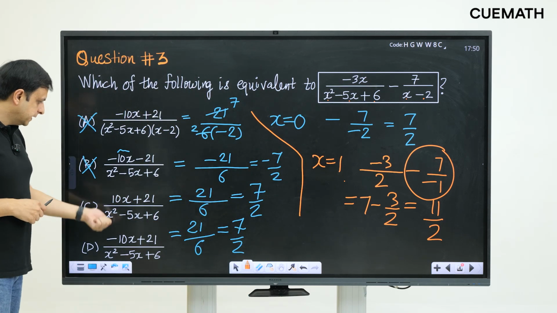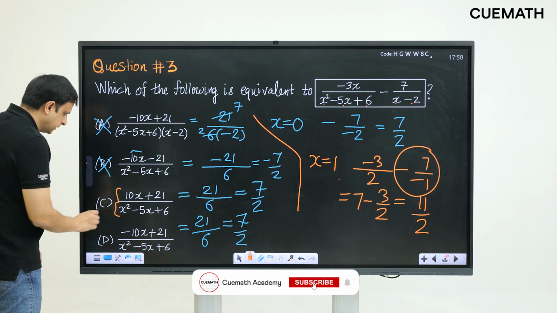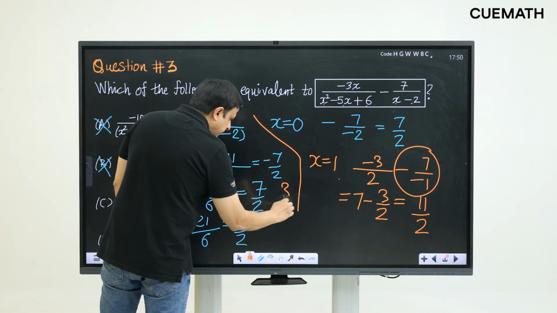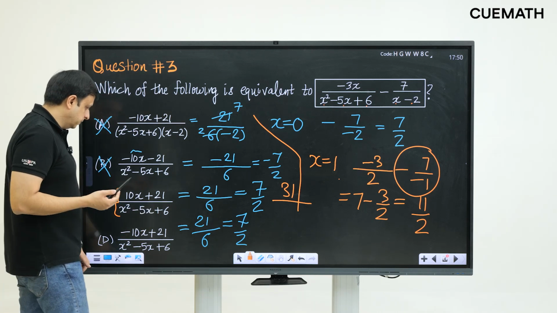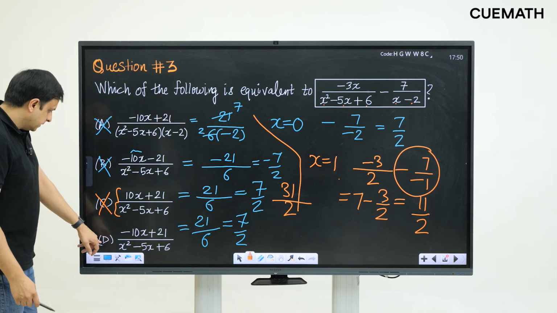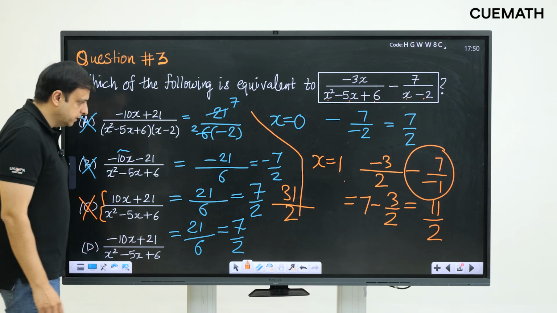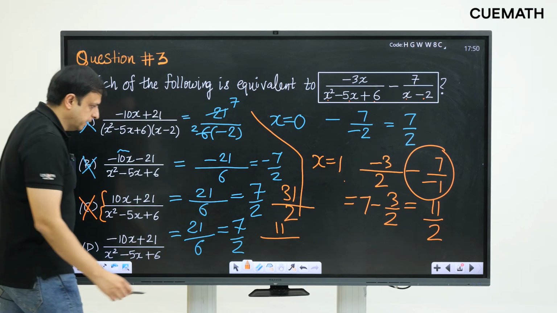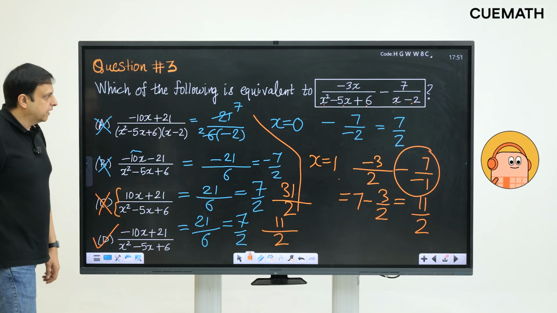Now, let us check which of these 2 expressions will also give 11 by 2 for x equal to 1. If I put x equal to 1 here in this expression, I get a 10 plus 21 or a 31 in the numerator. So, let me write it here, and in the denominator I will get 1 minus 5 plus 6. So, that is 2. So, I am getting 31 by 2. So, this option is therefore ruled out, and then let's just check option D. I put in x equal to 1 here. So, I get minus 10 plus 21. So, that is 11 divided by 1 minus 5 plus 6, that is 2. So, I get 11 by 2. So, option D is the correct answer in this case.